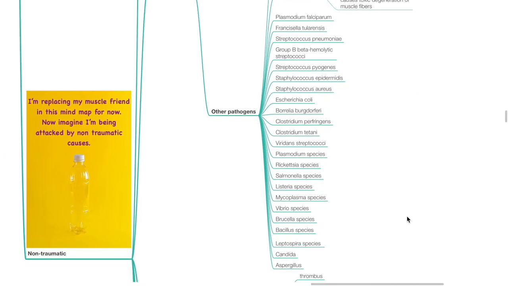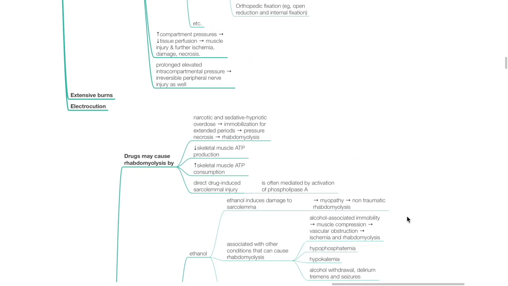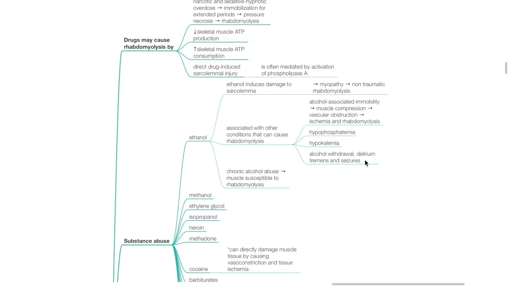Non-traumatic causes of rhabdomyolysis. Drugs and toxins. Drugs may cause rhabdomyolysis by narcotic and sedative hypnotic overdose, resulting in immobilization for extended periods, pressure necrosis, and rhabdomyolysis. Drugs can reduce skeletal muscle ATP production or increase skeletal muscle ATP consumption. Drugs can cause direct sarcolemmal injury, which is often mediated by activation of phospholipase A.